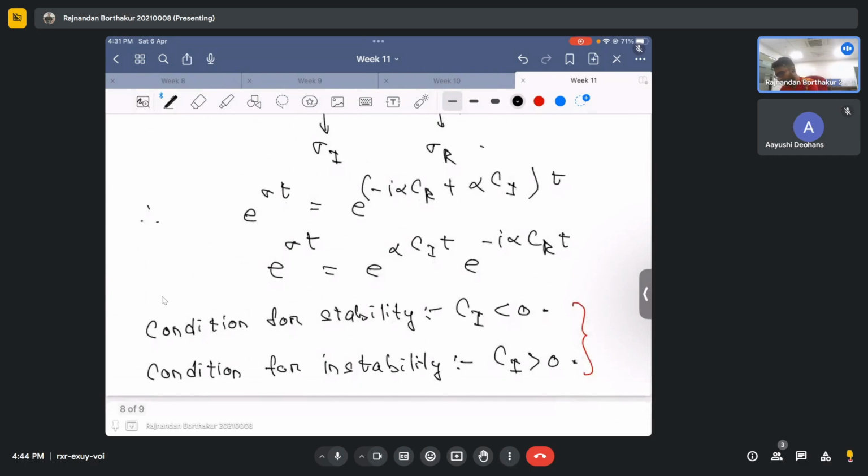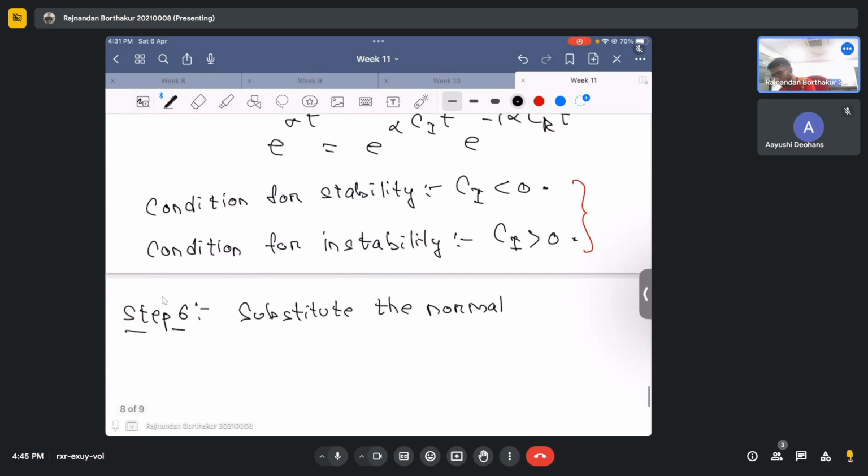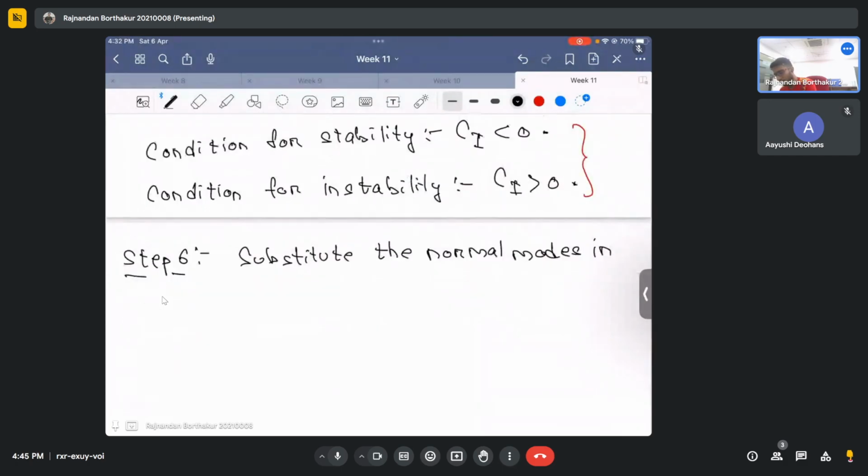Okay, so if you have no questions, the last step that we would do today, but this does not mean that this is finished. We are yet to finish a lot for this exercise, but the last step that we will do today is just substitute the normal modes in the linearized governing equation for disturbances.